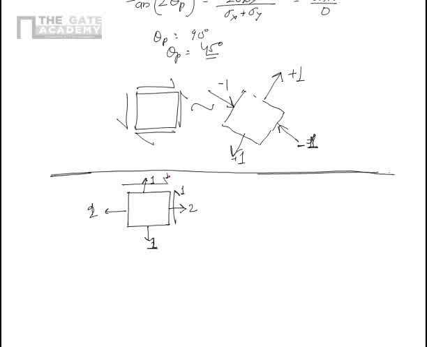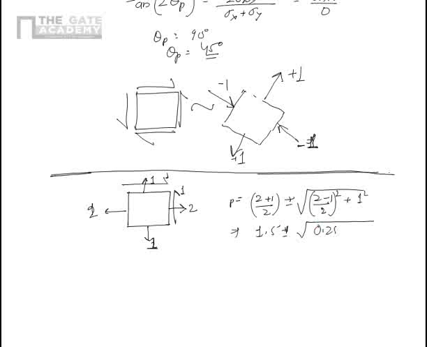So first of all, we have to figure out what the principal stress is. Sigma p is given by the sum of the two normal stresses by 2, plus and minus the square root of the difference of the two normal stresses by 2, squared, plus the shear stress squared. So that becomes 2 plus 1, 3 by 2 is 1.5, plus minus the square root of 2 minus 1 is 1, by 2 is 0.5 squared. So it is 0.25 plus 1. So it is 1.5 plus and minus square root of 1.25. These are the two principal stresses.